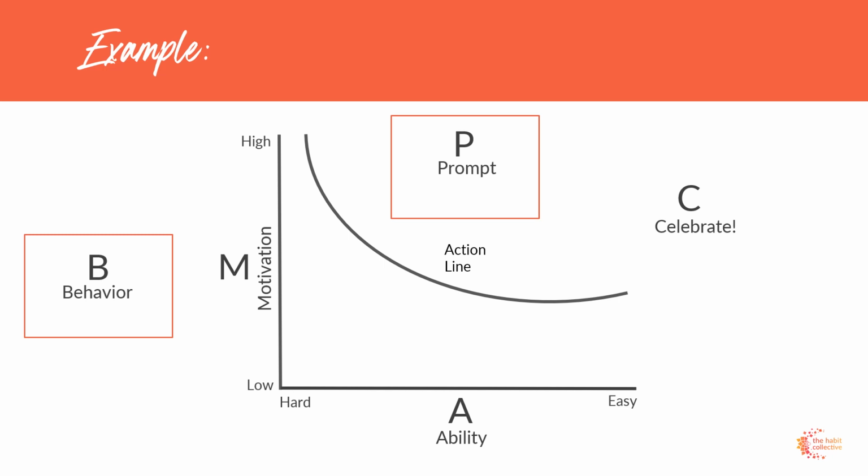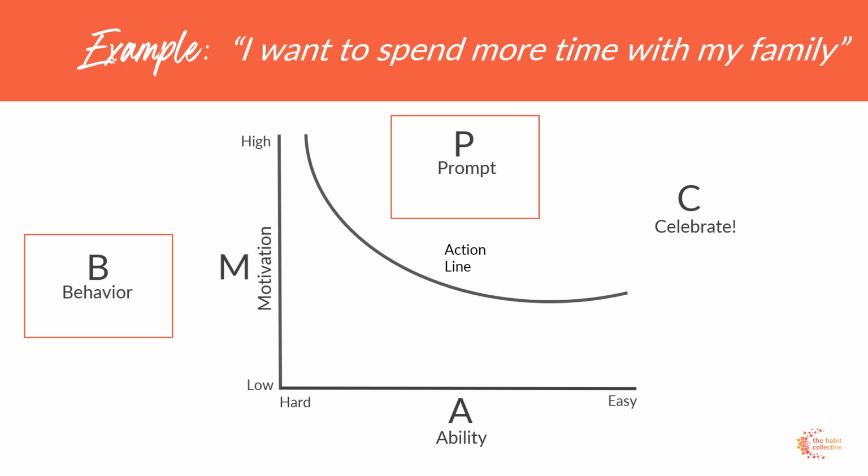Okay, now let's plot this new tinier habit example on our B equals MAP plus C chart that we used earlier in the training. So our aspiration is, I want to spend more time with my family. The prompt is, after I come into the house from work and hang up my purse. The tiny behavior, I will think it's family time. And our celebration is that I will smile.